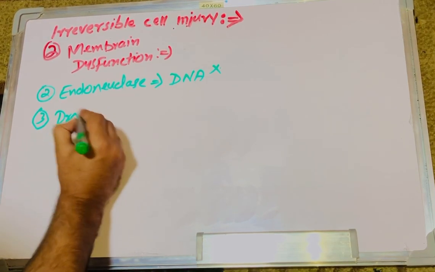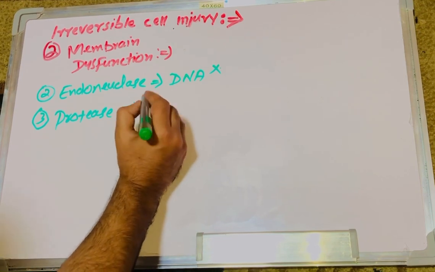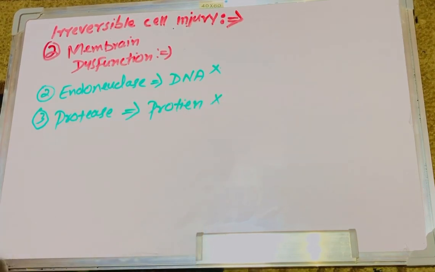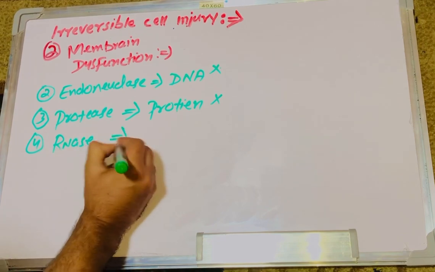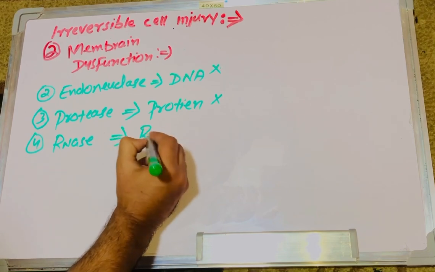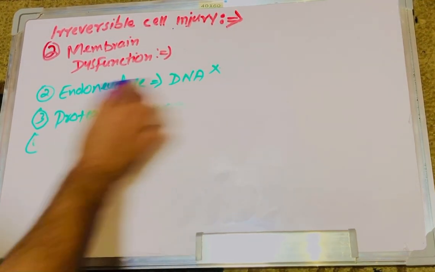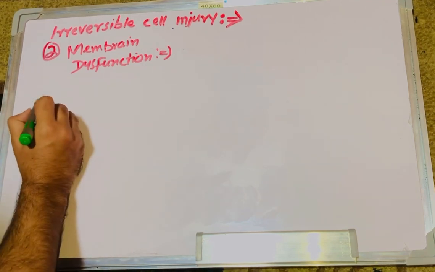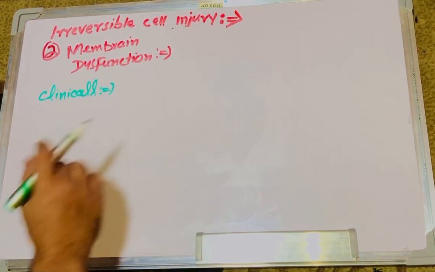Number three, protease enzyme is activated due to increased cytosolic calcium. Protease will break down proteins. Protein damage will occur. Number four, RNase enzyme will be activated due to increased calcium in the cytosol. It will damage the RNA. So four things happen. Number one, phospholipase is activated, which breaks down phospholipids, leading to the formation of myelin figures. Number two, endonuclease is activated, which damages DNA. Number three, protease is activated, which breaks down proteins. And number four, RNase damages the RNA.